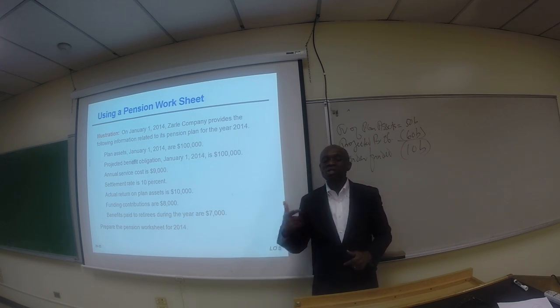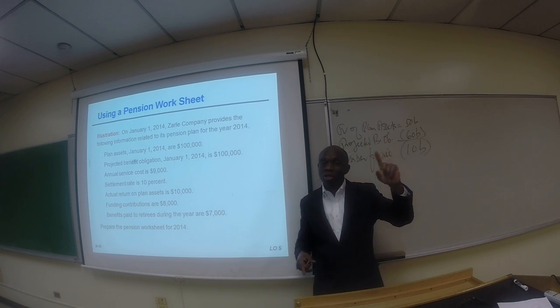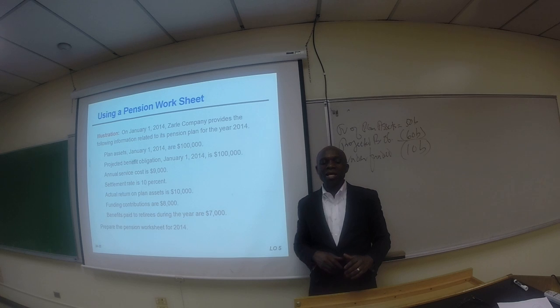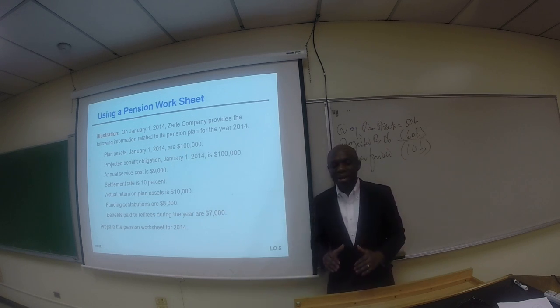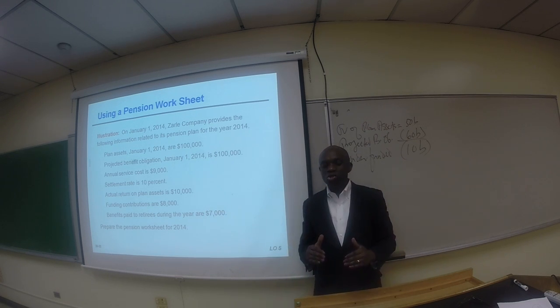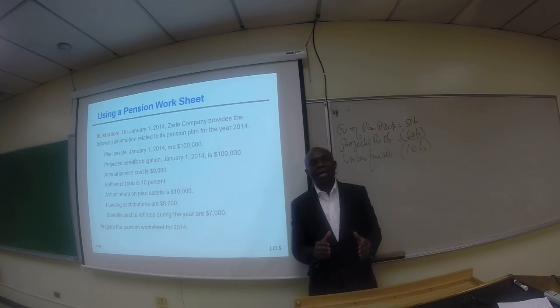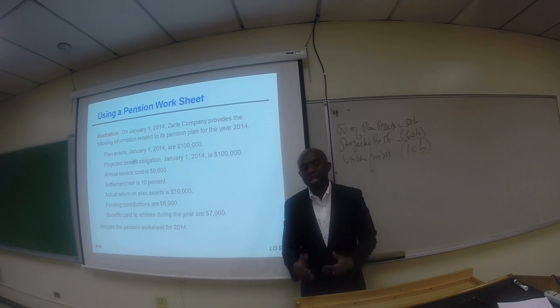The annual service cost, remember that is the first component of the 5 components of pension plan or pension expense, is $9,000. The settlement rate is 10%. Actual return on plan asset is $10,000. Funding contributions for that particular year is $8,000. The benefits paid to retirees during the year are $7,000. So we are going to prepare this worksheet to enable us to make the pension plan expense journal entry with ease.